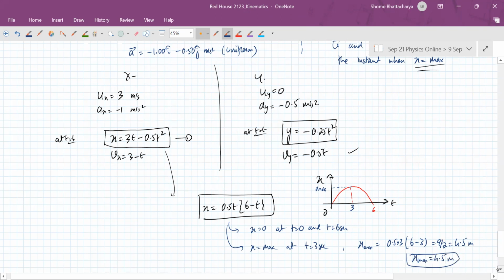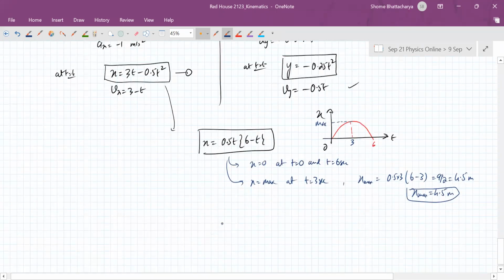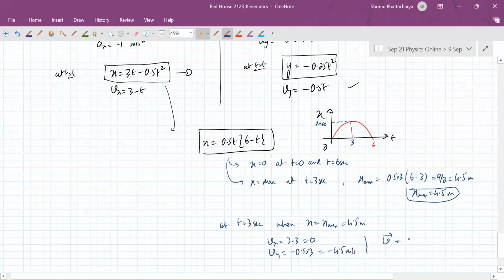But more importantly, at t equal to 3 seconds, when x is equal to its maximum value, Vx is equal to 0, okay, and Vy is equal to, so the velocity at that instant is minus 4.5 j cap in meters per second square.